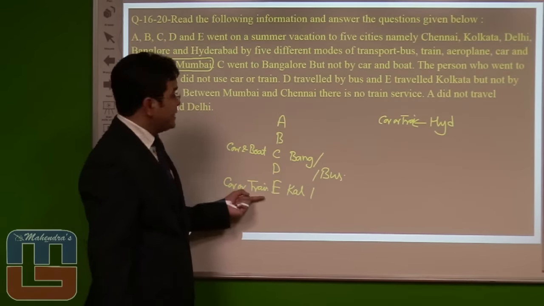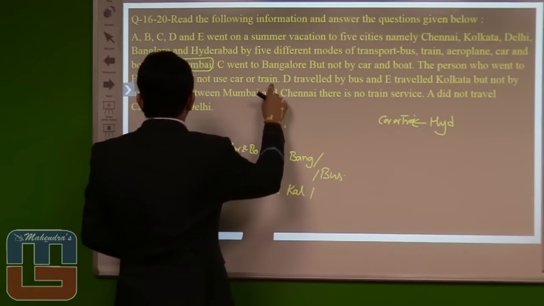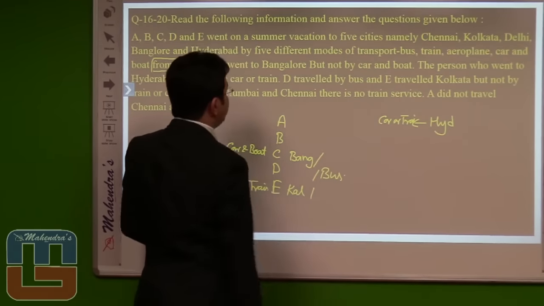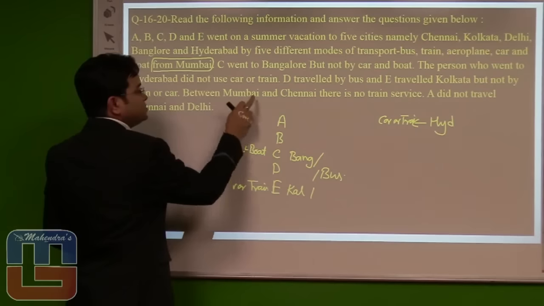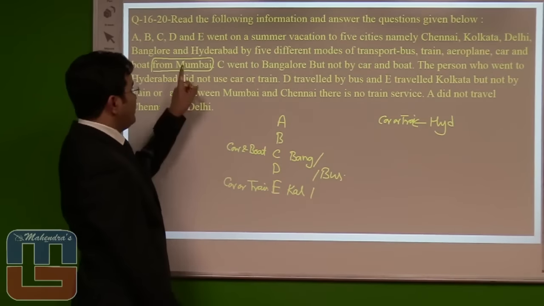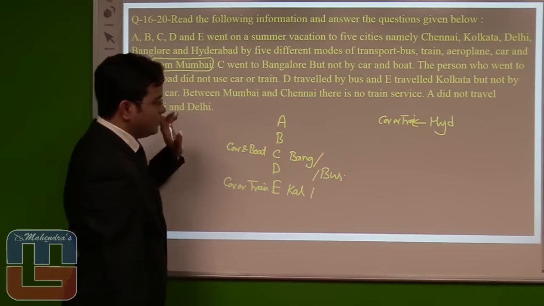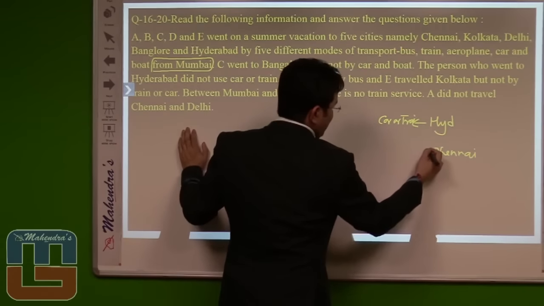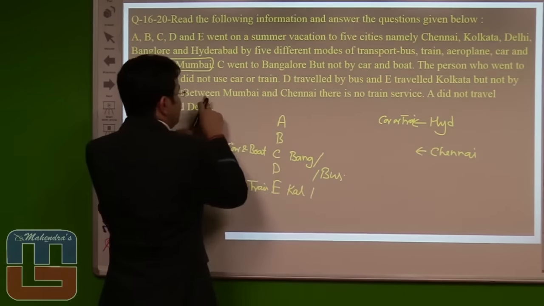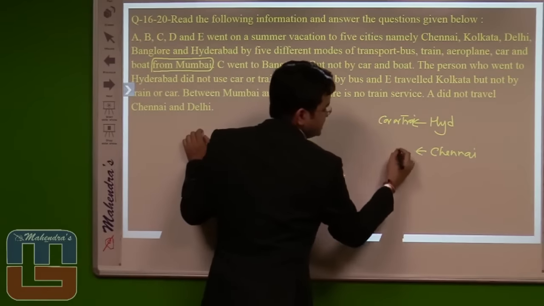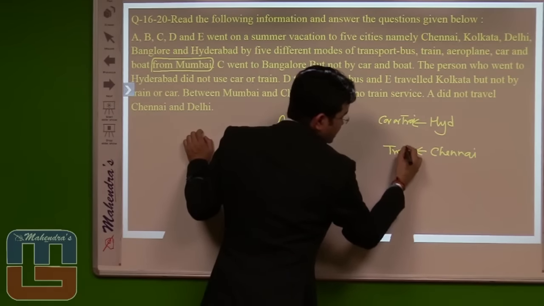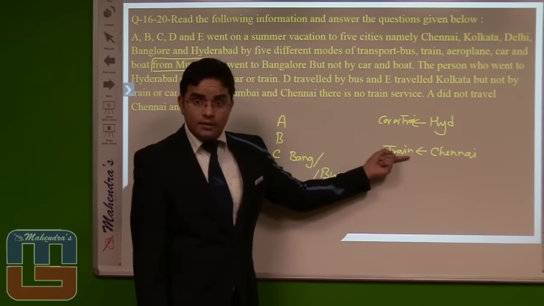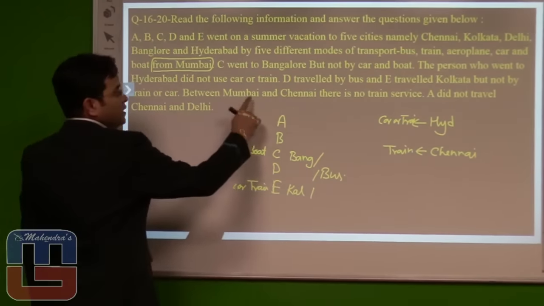Got it? Read out the next one. Between Mumbai and Chennai, there is no train service. It means from Mumbai we were moving. It means the one who is going to Chennai will not go via train. Got it? So moving towards the next one.